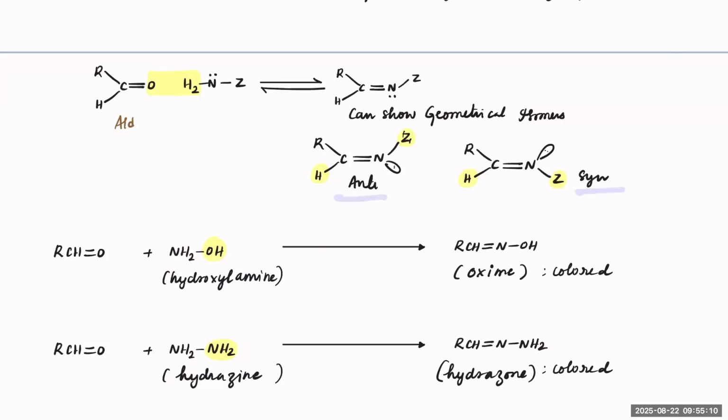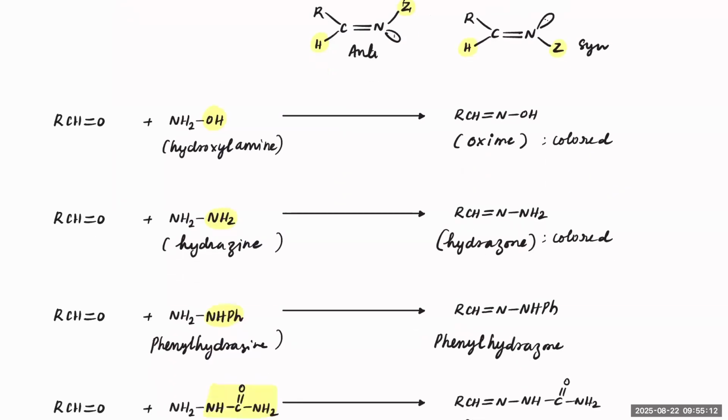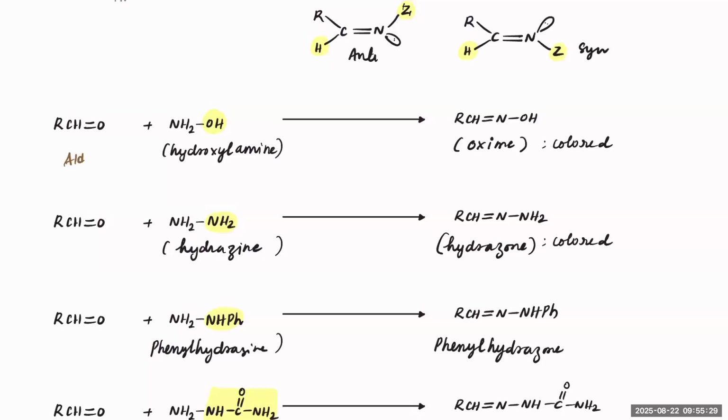Now notice this is an aldehyde, and I'm using hydroxylamine. Instead of this Z group, I have OH. Then the product what you'll get is C double bond N and OH. This functional group is called oxime. And in the case of oxime, you will get syn and anti.